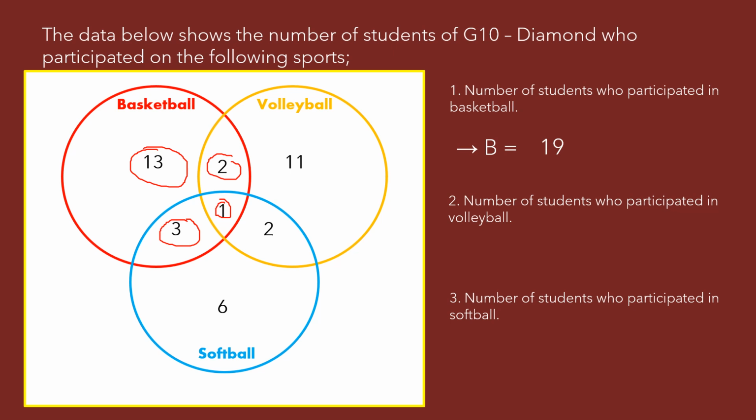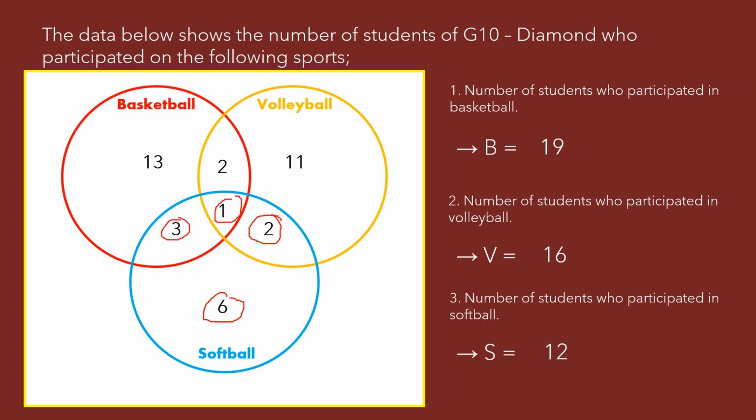Next, how about the number of students who participated in volleyball? We simply count again those quantities or frequencies that are within the area of volleyball. So we have 11 plus 2 plus 1 plus 2, denoted by letter V, and there are 16. How about the number of students who participated in softball? Again, it is as simple as counting all of those frequencies within the softball region. So we have 6 plus 2 plus 1 plus 3, and the answer here is 12.